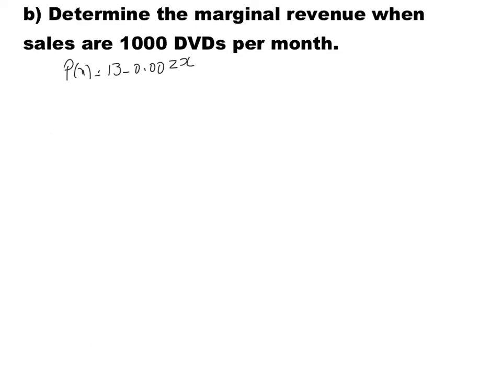The next question says, determine the marginal revenue, meaning the first derivative of revenue, when sales are 1,000 DVDs per month.